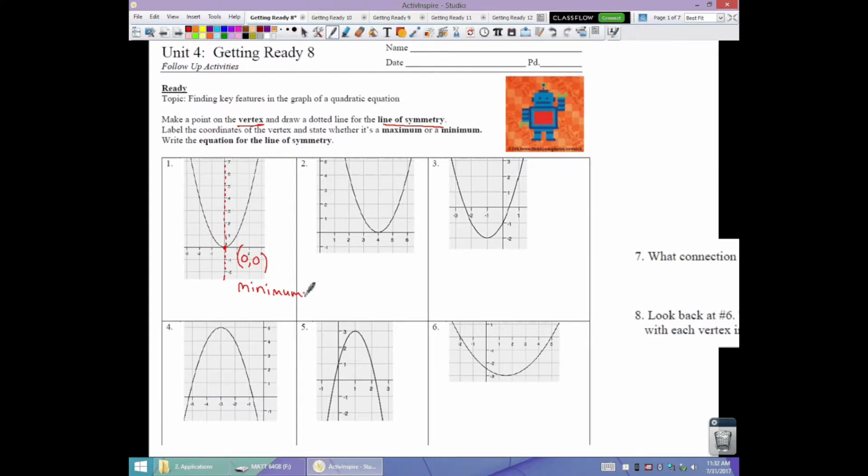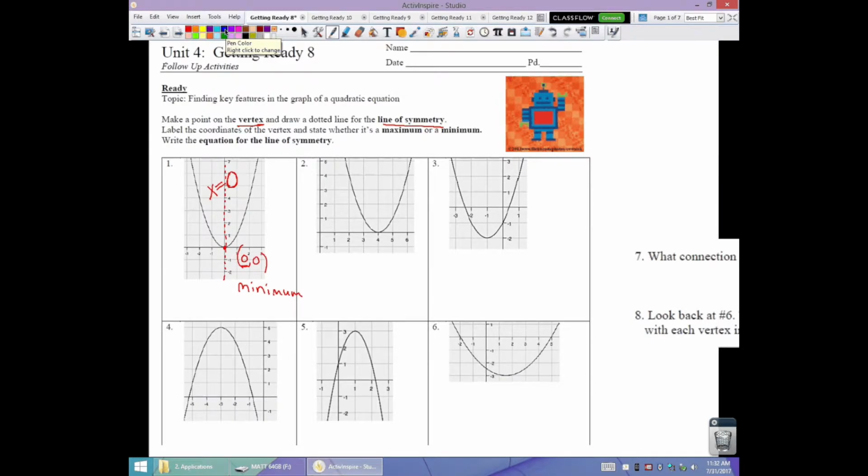Now remember, the parabolas that we are graphing this year in algebra are always either open up or open down. Therefore, the line of symmetry is always vertical, and it's always x equals, and then just the first number of our vertex. So x equals 0 in this case. Okay.